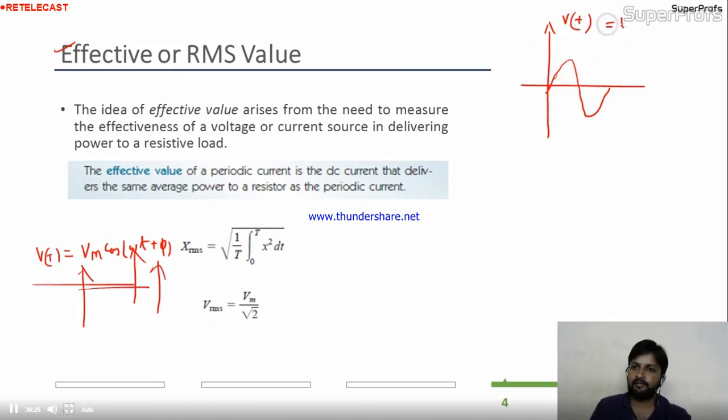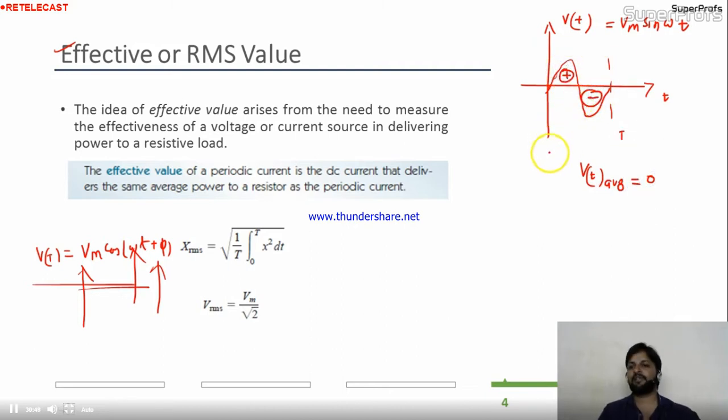Suppose you are taking v(t) equal to Vm sin omega t. If you take it, the waveform is like this, with time period T. Now friends, if you take the average value directly, what will be the average for this? Will it be 0 or not? The v(t) average will be 0. Why? Because the positive half and negative half are just equal to each other. So for this particular time T, the average value is 0.